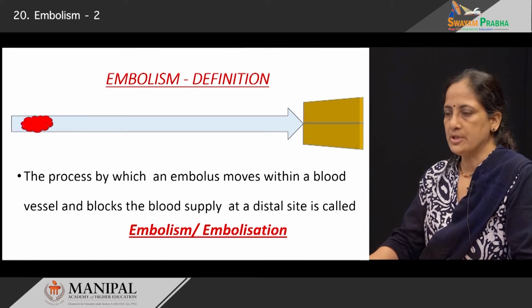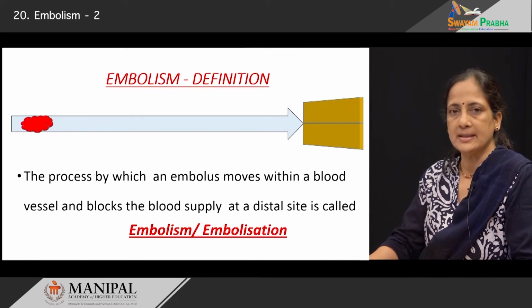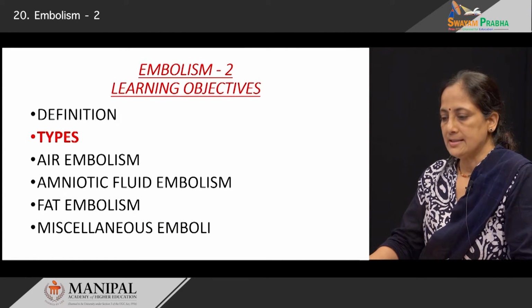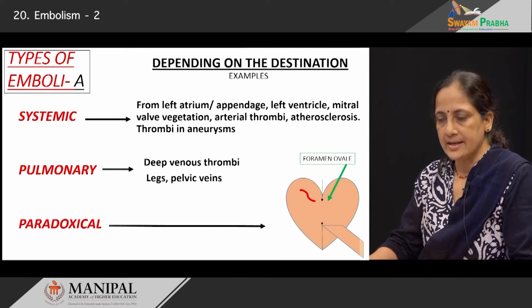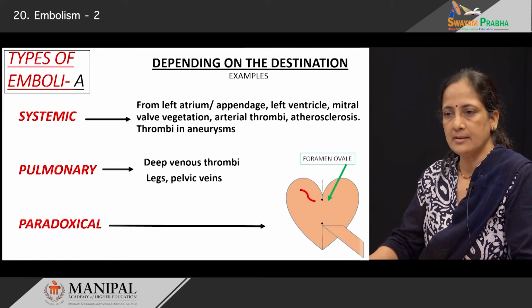The process by which this embolus moves in the circulation to a distant site is called embolism or embolization. Invariably, because the supply of blood is stopped, there are consequences in the tissue supplied by that particular vessel. The embolus can be classified into multiple different types based on specific features. Depending on the final destination where it will reach, emboli are classified as systemic, pulmonary and paradoxical emboli.